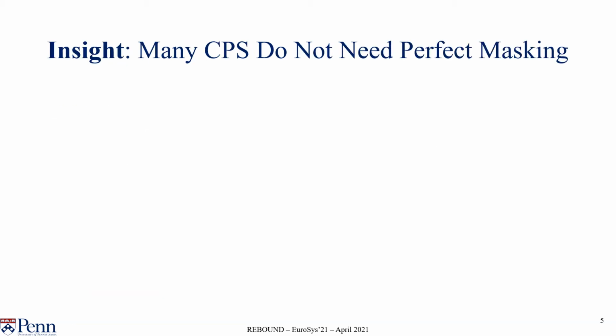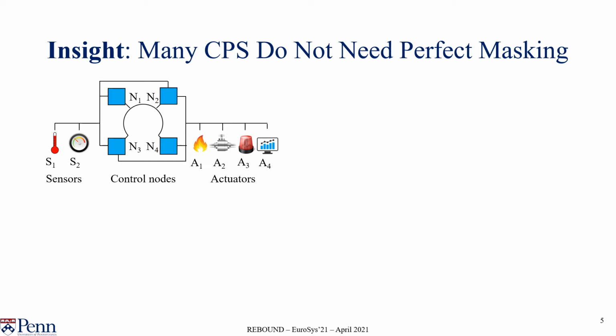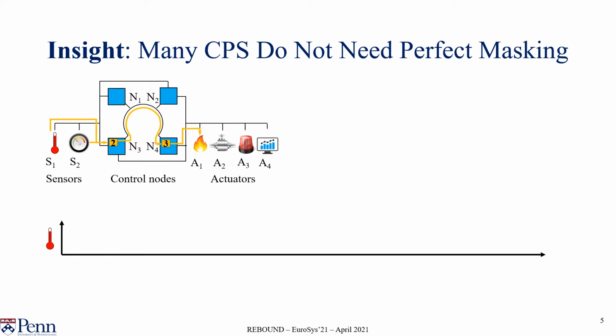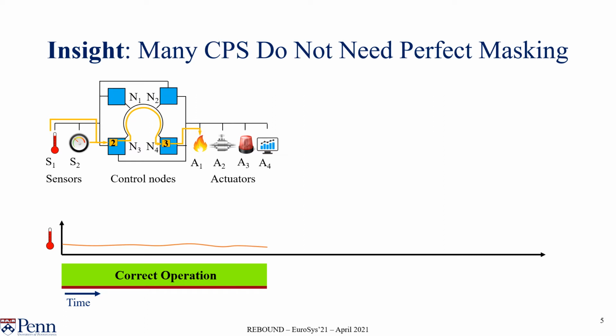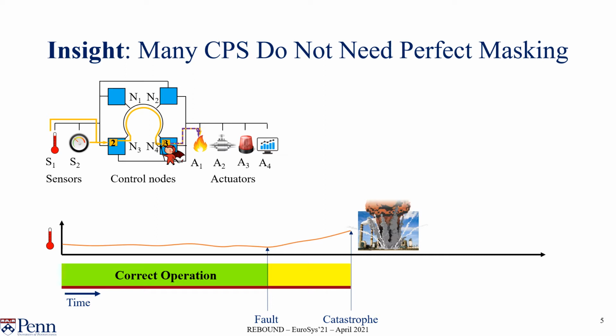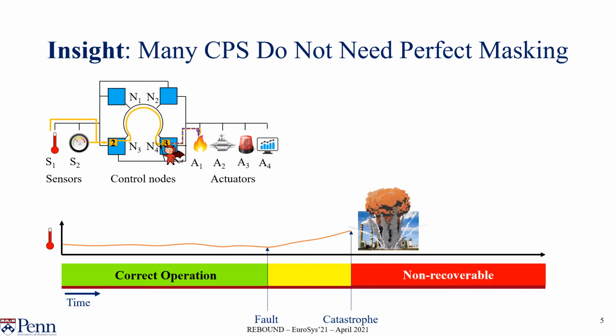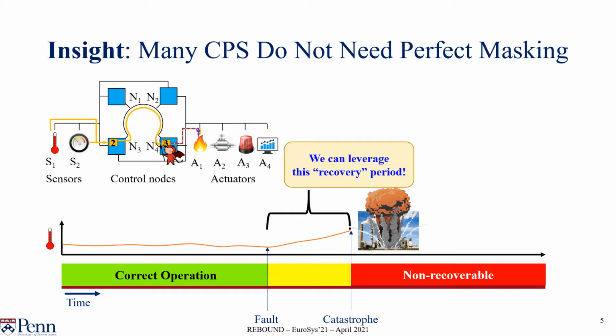So what else can we do? Well, many cyber-physical systems do not actually need to perfectly mask all of the symptoms of a fault. Let's take another look at our burner application. Normally, the temperature will be reading within a small range when correct operation is occurring. When a fault occurs, the burner will increase its flame output, and this will result in the temperature steadily rising up until a point at which some kind of catastrophe occurs. After the catastrophe occurs, the system is non-recoverable. But during the time between when the fault occurs and when the catastrophe occurs, we have a kind of recovery period during which, if we're able to resume correct operation, the system is recoverable.